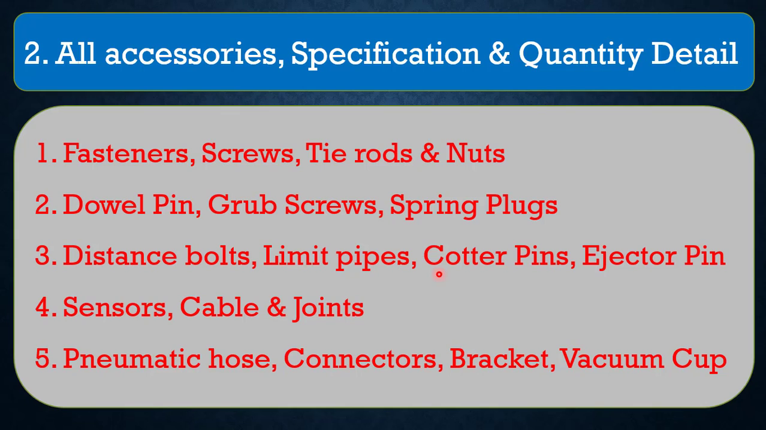Number 2, all the accessories, specification and quantity detail. In that, the first one is clamping accessories like fasteners, screws, tie rods and nuts. The die designer needs to mention the fasteners in detail. Number 2, error proofing and guiding accessories like dowel pin, grub screws, spring plugs. Number 3, the distance bolts, limit pipes, cotter pins, ejector pins, and electrical items like sensor, cable and joints. Then automation items like pneumatic hose, connectors, bracket, vacuum cup.